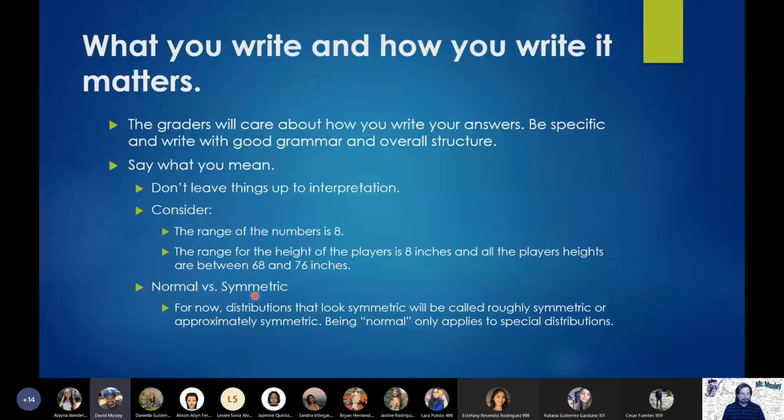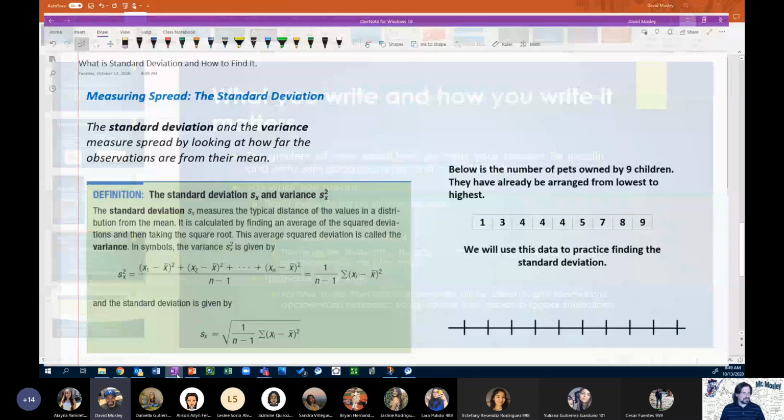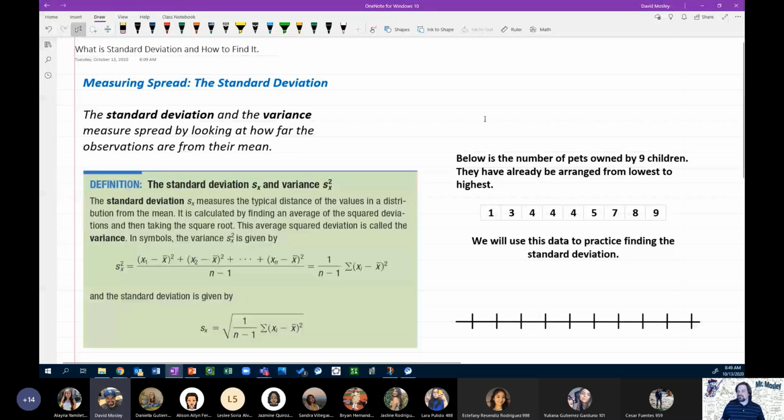All right. Next, we're going to get into standard deviation. I'm going to switch gears here and go into OneNote. Excellent. All right, so here we go.